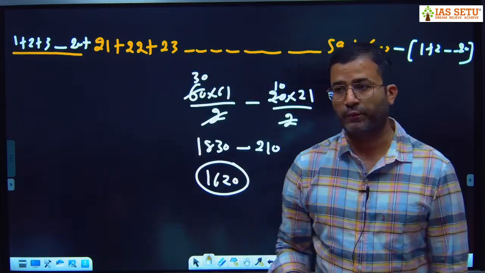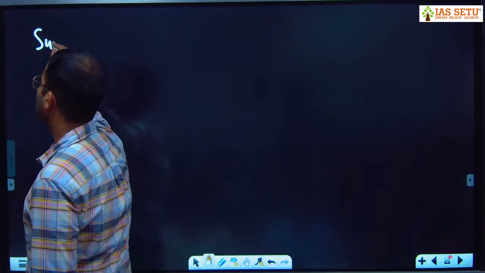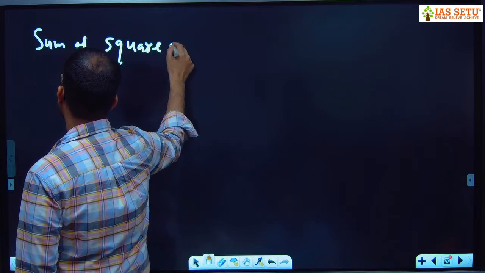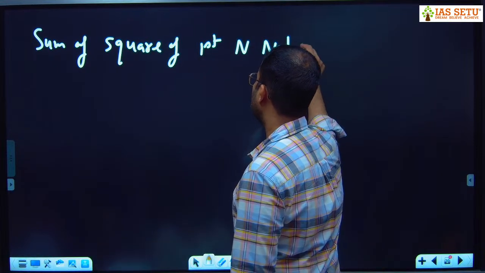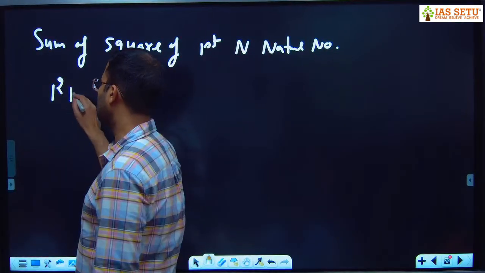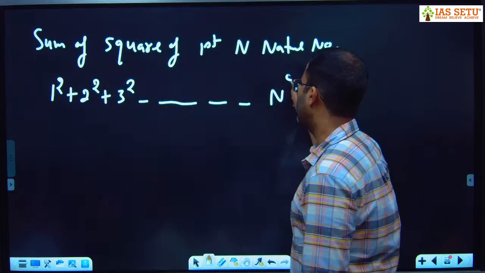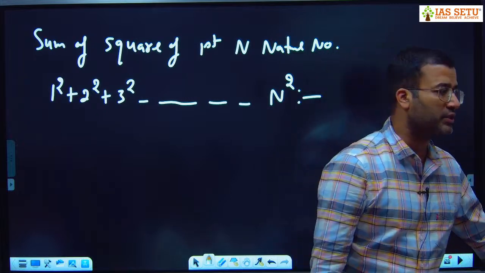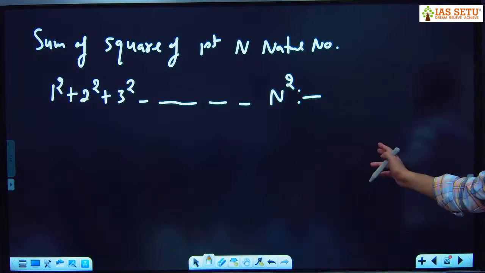Next is second rule. Rule number 2 is sum of square of first n natural number. Meaning hereby 1 square plus 2 square plus 3 square up to n square. 1 square plus 2 square plus 3 square plus 4 square up to n square. Any one of you know this formula?